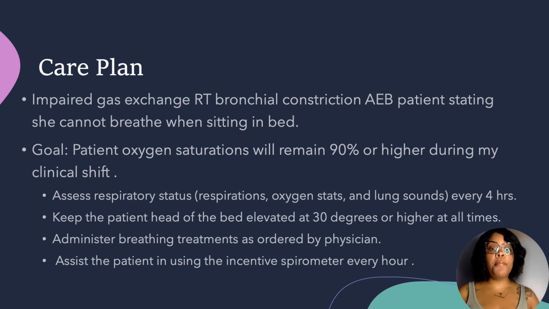So the care plan. So we're going to take her priority one, right? Because ABC, we know that airway is going to be priority, right? So impaired gas exchange related to bronchial constrictions as evidenced by patient stating she cannot breathe when sitting in bed. So the goal is patient's oxygen saturations will remain 90% or higher during my clinical shift.